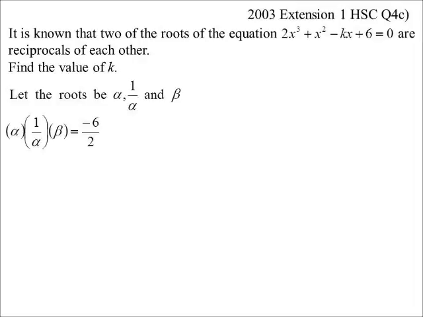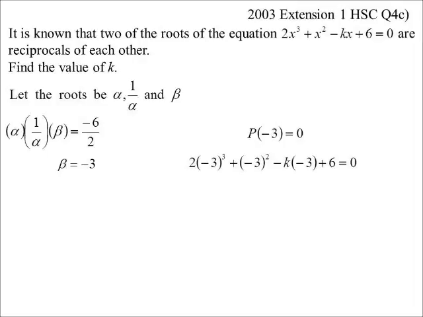I've actually gone straight to the product of the roots, because if 2 of the roots are the reciprocal of each other, when I multiply them together, I'll get 1. So I can actually find that third root straight away. And it turns out to be negative 3. I now know minus 3 is a solution.